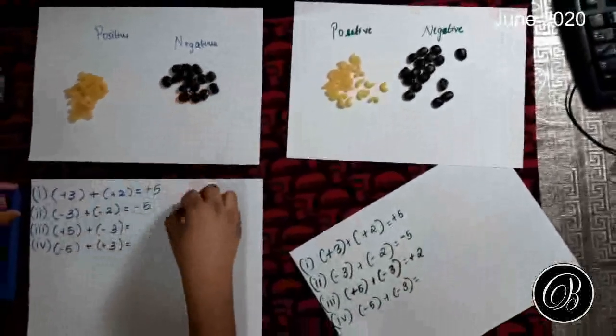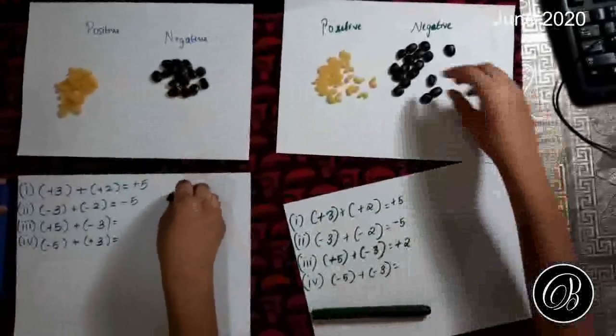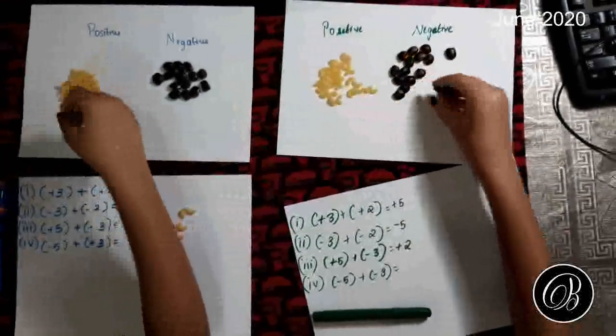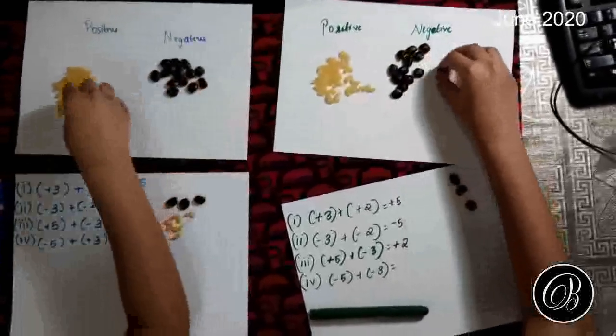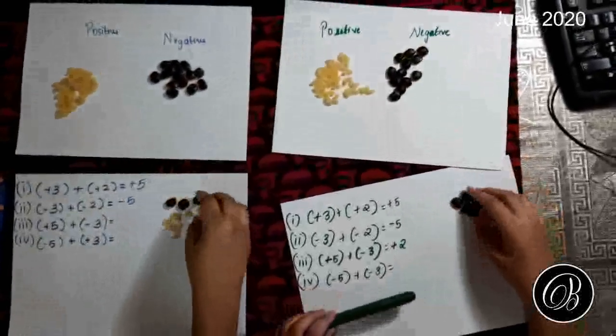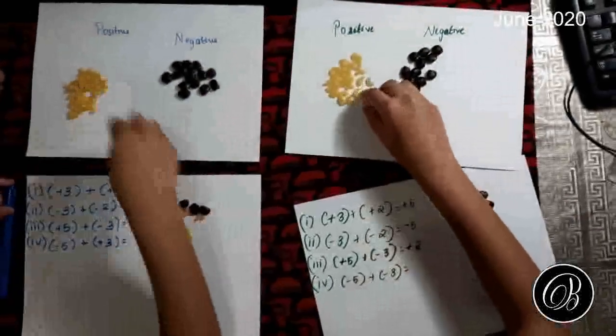Rule 3. If the sign is different, you must subtract. You look at the greater value, the sum will take that sign.